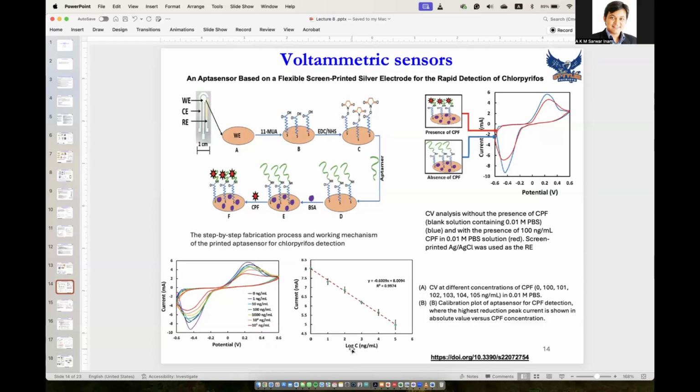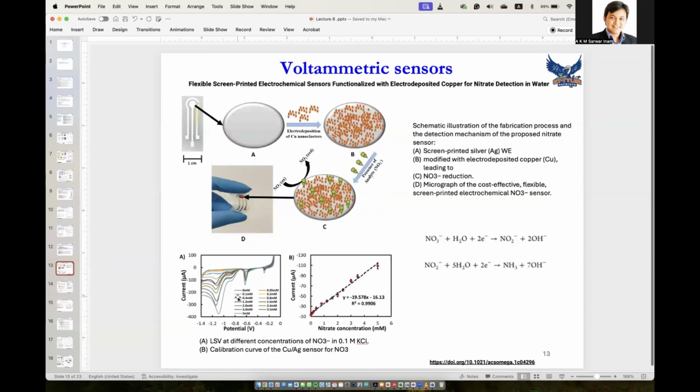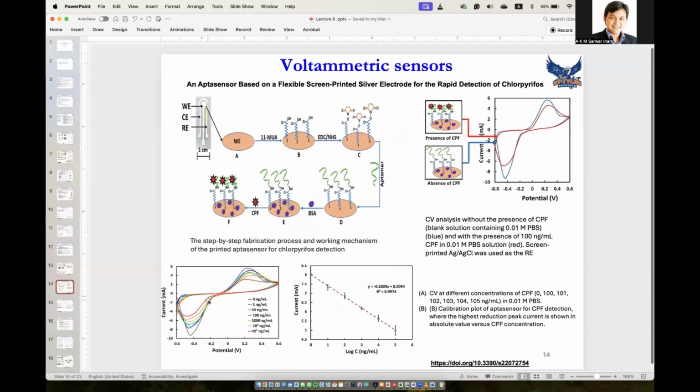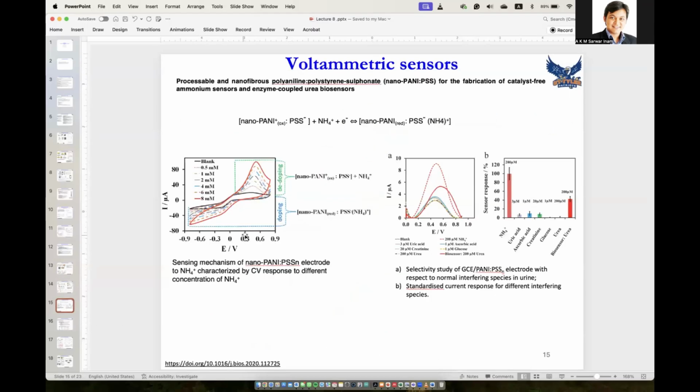So this relationship between the reduction peak current and the logarithm of the target concentration is plotted in this figure. And a strong linear relationship can be seen here. The R squared is 0.99. That means the sensor worked very nicely. Okay, so in the previous one, you can see the LSV is helping for this sensor calibration. And in this one, we're using CV. And in the next one, we are also using CV.